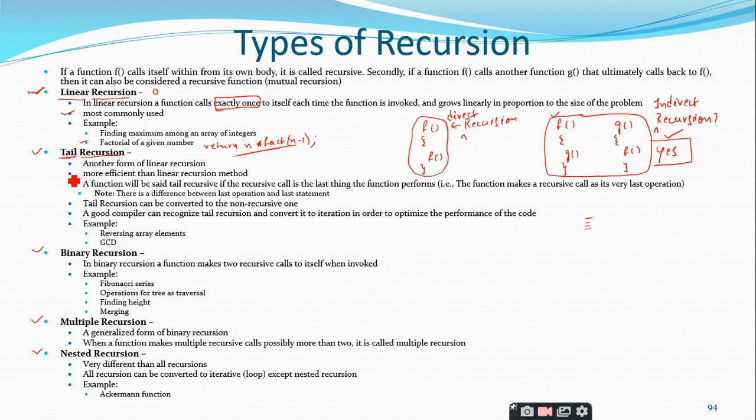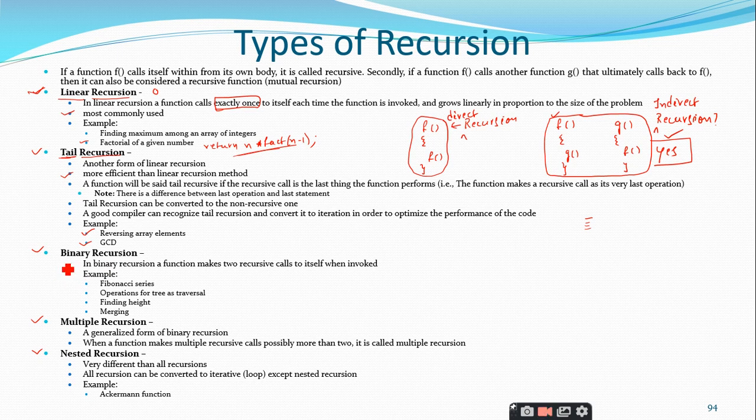So this tail recursion has some efficiency when compared to that of the linear recursion. When you find the GCD of given numbers using recursion, you make use of tail recursion. Similarly, when you are reversing the array elements, you will make use of the concept of tail recursion.